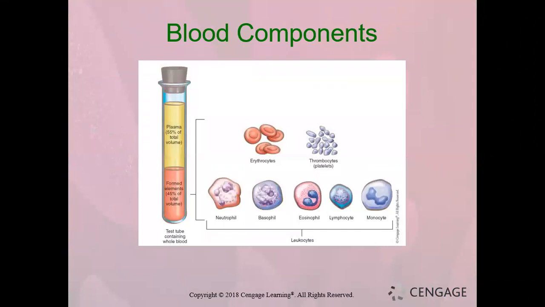So for you visual learners, this is kind of what our blood is made up of. This is a test tube containing whole blood. You're going to have 45% of the volume is going to be formed elements, which is going to be those neutrophils, the thing that we talked about a couple of chapters ago with our immune response. And then the 55% of that is going to be our red blood cells, white blood cells, thrombocytes, which is our platelets. That's what helps us clot blood. So that's going to be the other 55%.